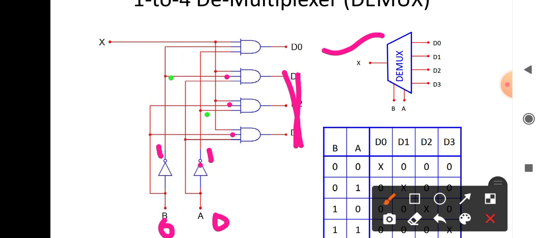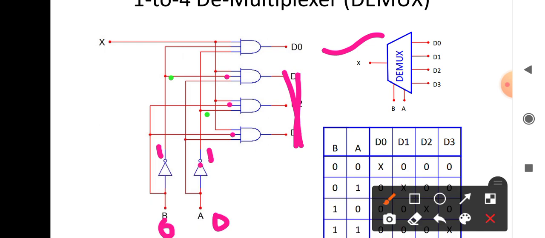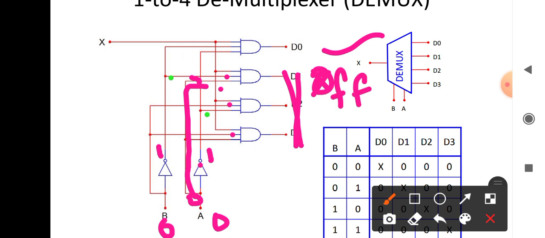This gate will be at high input. But what happens here? Due to this low input, 0 is being passed to this gate. So here it is 0. That is, D1 is off. D1 is off, D2 is off, D3 is also off. Only D0 will be on.